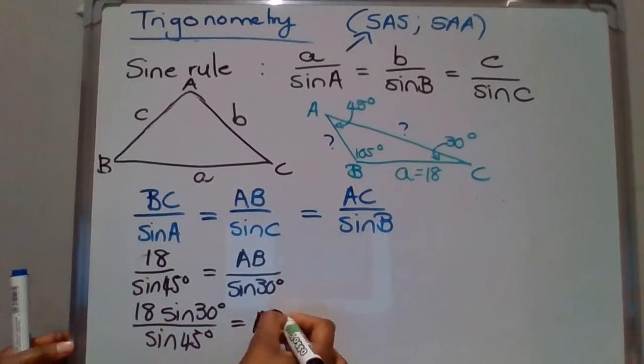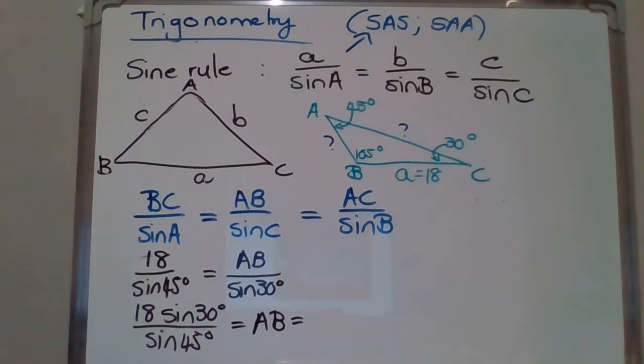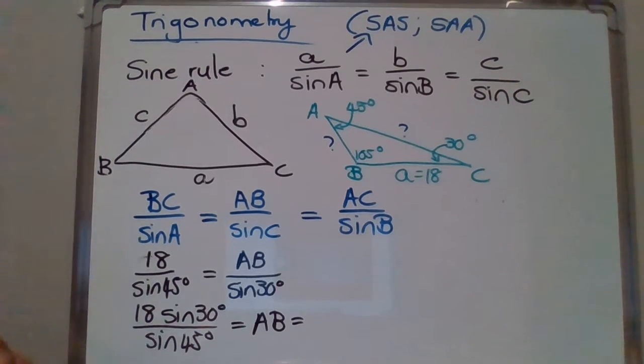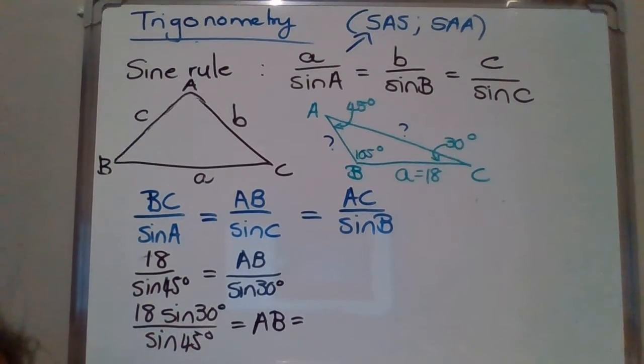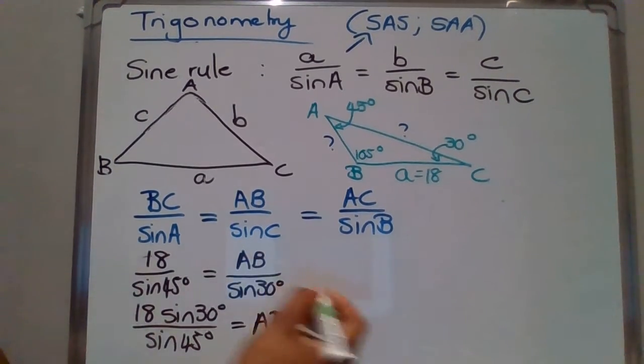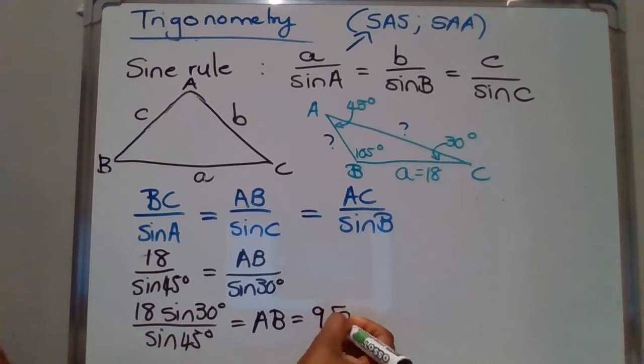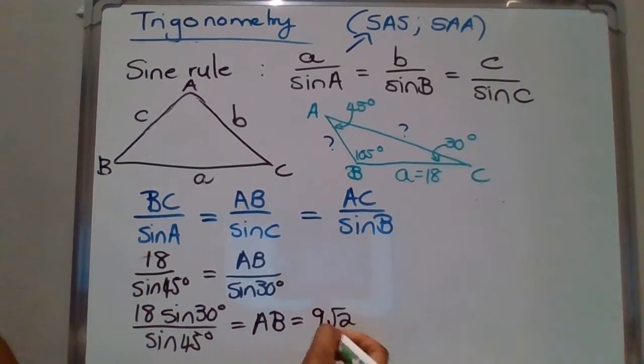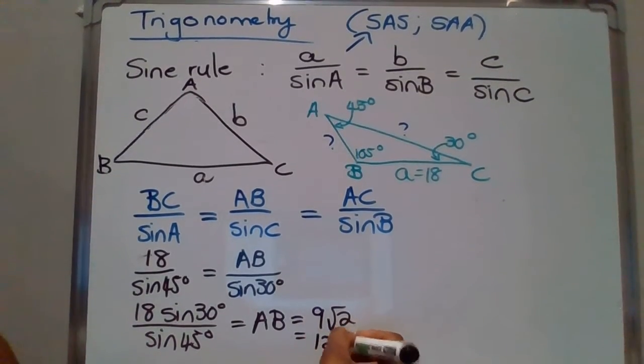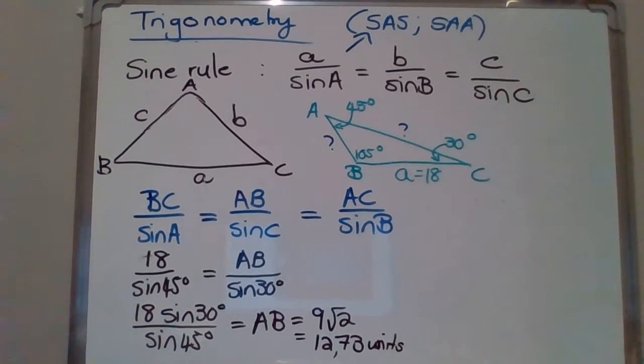Which is equal to AB, and that value is going to be 18 sine 30 divided by sine 45. So it gives me 9√2 units, or I can write it as 12,73 units. So there's AB, we have solved for AB.